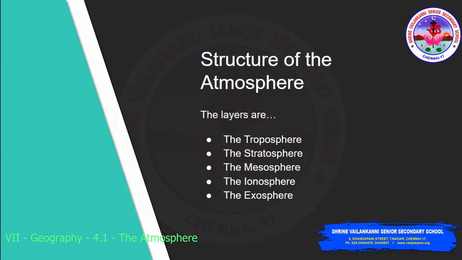Scientists have divided the atmosphere into 5 major layers, and they are the troposphere, the stratosphere, the mesosphere, the ionosphere and the exosphere. So this division is based largely on the temperature variations observed in the atmosphere with height.